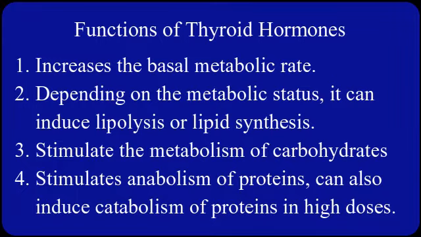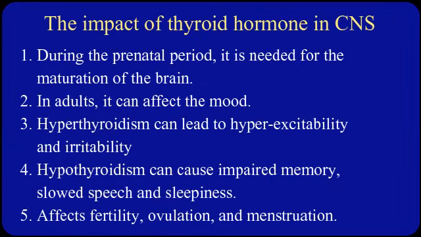What is the impact of thyroid hormone on the central nervous system? Number one, during the prenatal period, it is needed for the maturation of the brain. Number two, in adults, it can affect the mood. Number three, hyperthyroidism leads to hyperexcitability and irritability. Number four, hypothyroidism can cause impaired memory, slowed speech, and sleepiness. And finally, number five, thyroid hormones affect fertility, ovulation, and menstruation.